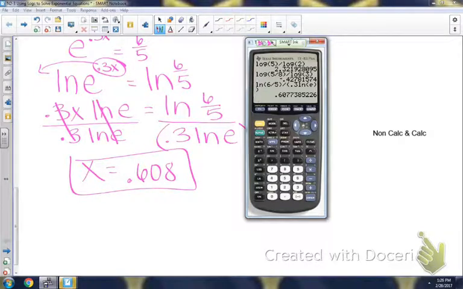So again, if you have an e in your equation, in order to get rid of that exponent, you need to take the natural log of both sides and not the common log.